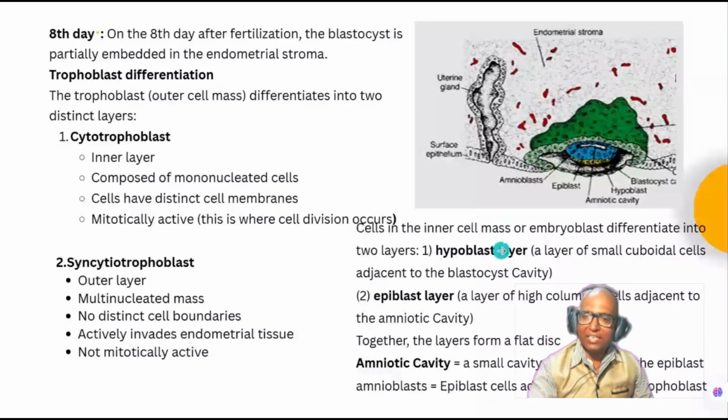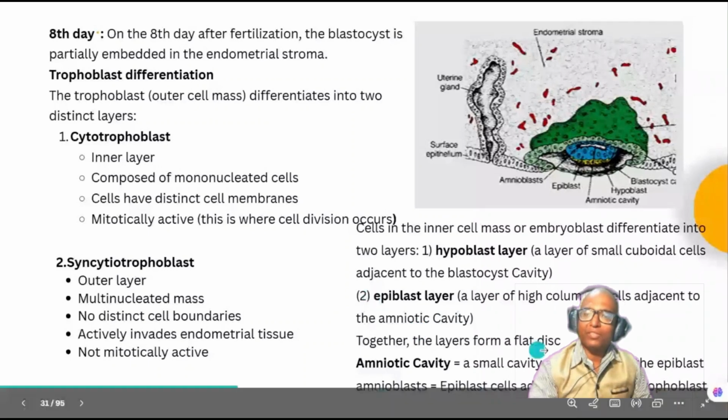The hypoblast layer of small cuboidal cells is adjacent to the blastocyst cavity. Okay, so these yellow cells, they are hypoblast cells. They are close to the blastocyst cavity. And then these blue cells, the epiblast layer, a layer of tall columnar cells adjacent to the amniotic cavity. These are the epiblast layer. Okay, together these layers form the flat disc, which is the bilaminar germ disc.